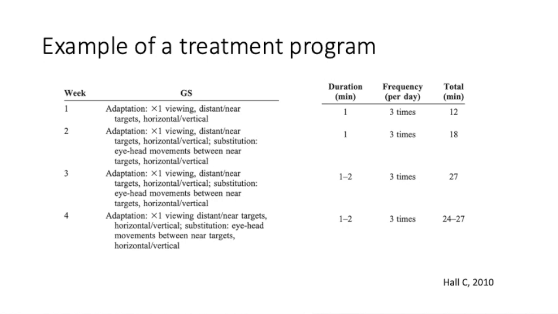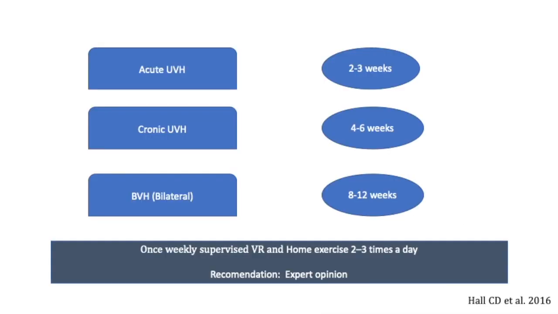This program, which was published in 2010, is an example of how different exercises are combined into one gaze stabilization treatment plan. On this slide, we can see the average treatment times which are necessary to see an improvement in the patient's condition. Based on the latest clinical practice guidelines for vestibular rehab, patients should do these exercises 2-3 times a day and see the physical therapist once a week for re-evaluations and supervision. However, this is still based on the experts' opinion only.